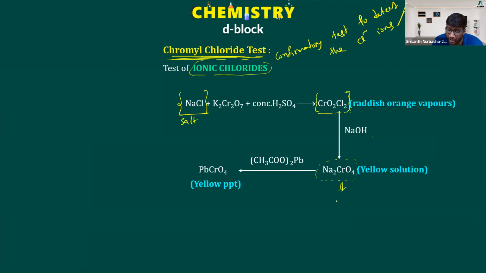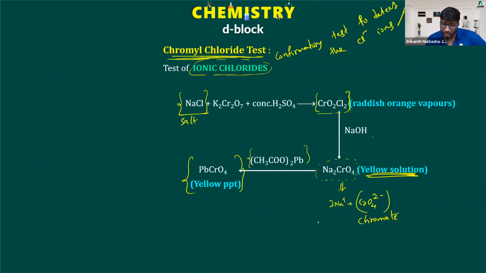Na2CrO4 has what type of ions? 2Na plus and CrO4 2 minus, nothing but chromate ions. Chromate ions are yellowish in color. Whenever these chromate ions react with lead acetate, they form lead chromate. PbCrO4 is formed. Why is PbCrO4 formed?